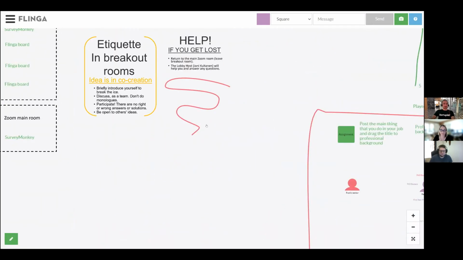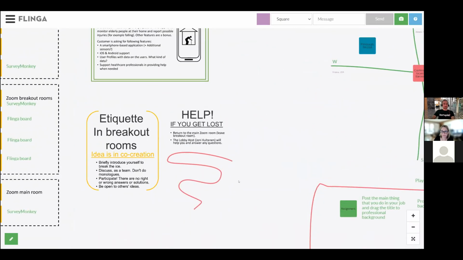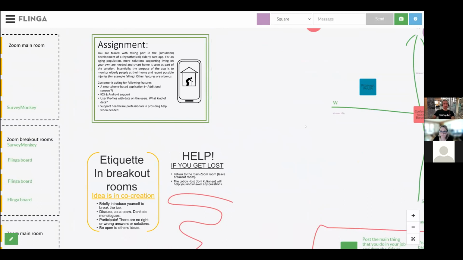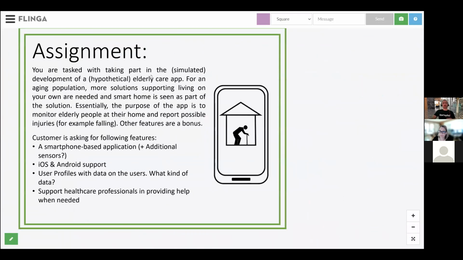Now let's get to the actual assignment. You will be taking part in a hypothetical simulated development of an elderly care app. Because the population is getting older, we need more solutions supporting people living on their own in smart homes. For that purpose, a company is developing an app to monitor elderly people to support their stay alone at home, for example, reporting injuries, and other features would be a bonus. The customer is asking for, for example, smartphone-based applications.